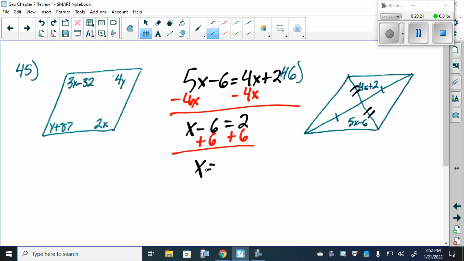So x is equal to 8. And that's all we would need to do for this here.